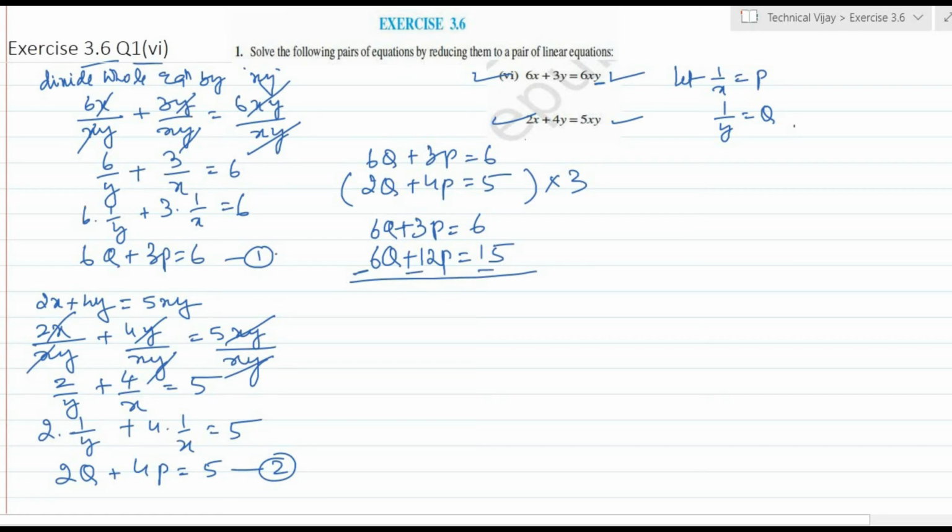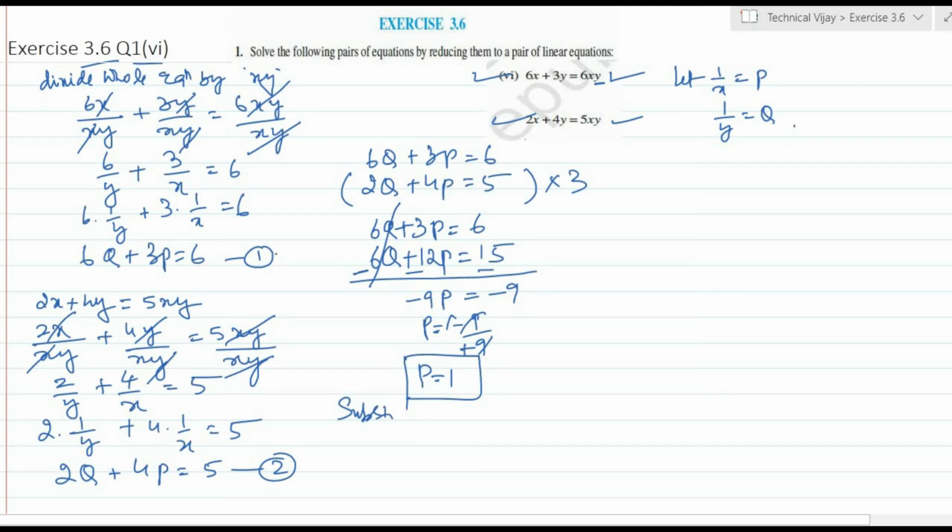Minus, minus, minus. This gets cancelled. So minus 12p plus 3p, so minus 9p is equal to, this is minus 9. 15 minus 6 will be 9. So p is equal to minus 9 divided by minus 9. So minus minus is plus, 1. So p is equal to 1.